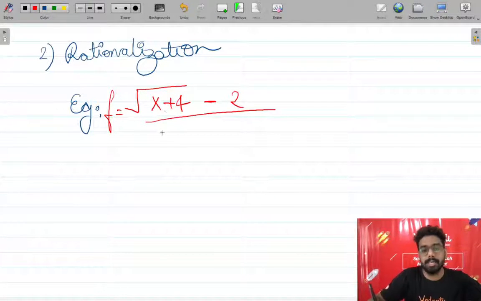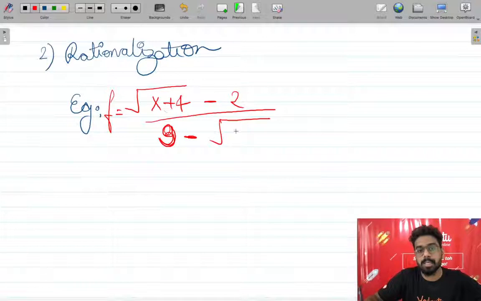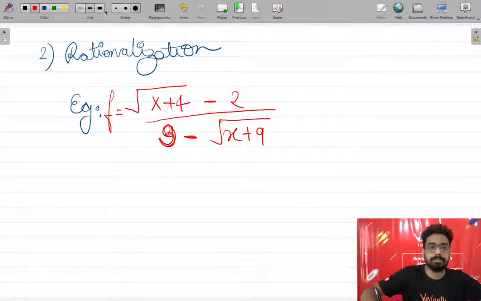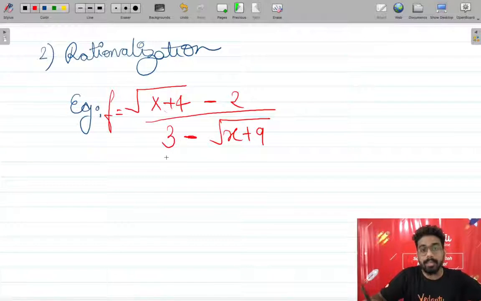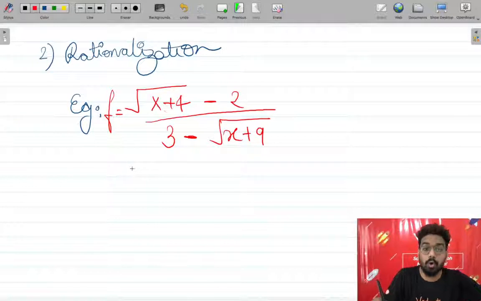Let's say this is 3, or let's say 9 minus root x plus 9 in the denominator, and root x plus 4 minus 2 in the numerator. So let's say this is your question. Now, if you put x equal to 0 over here.